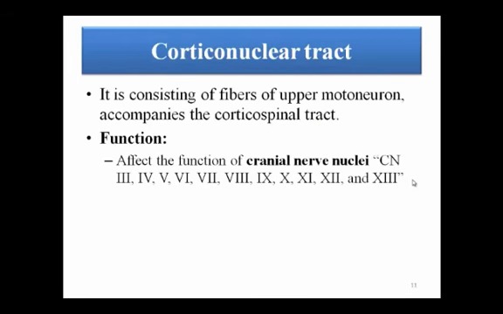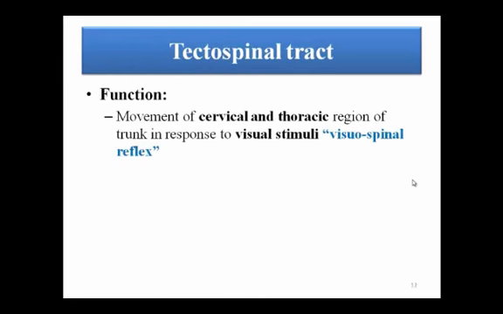So the corticonuclear tract is a tract consisting of fibers of upper motor neurons and accompanies the corticospinal tract. The function of this tract is to affect the function of cranial nerve nuclei, which are the 3rd to 12th cranial nerve nuclei. The first tract in the extrapyramidal system is called the tectospinal tract, and it is responsible for movement of the cervical and thoracic region of the trunk in response to visual stimuli, and this is a reflex called the visuospinal reflex.